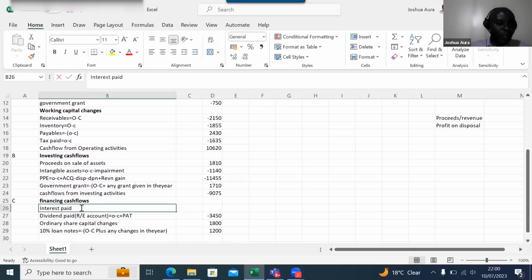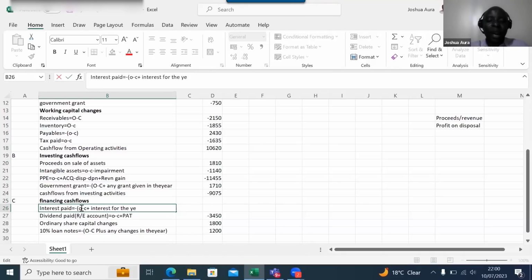So remember, for interest paid, ladies and gentlemen, we normally say equals, because it's a liability. I will start with minus there. I will look for the opening interest obligation. I say plus closing interest obligation, not plus, but minus. It can never be plus. Minus closing there. And then I should be able to come and say plus interest for the year.